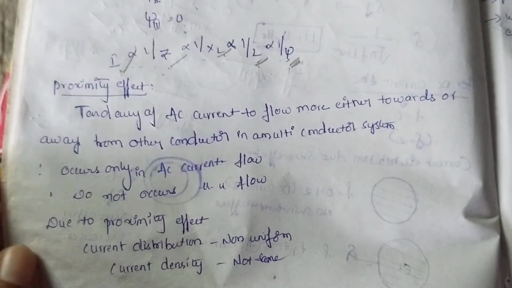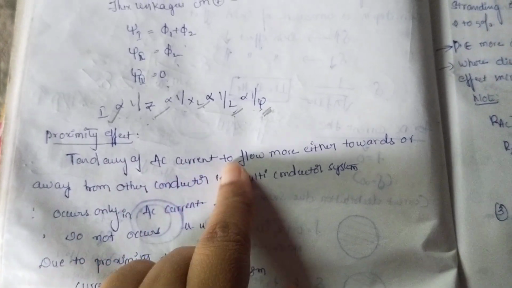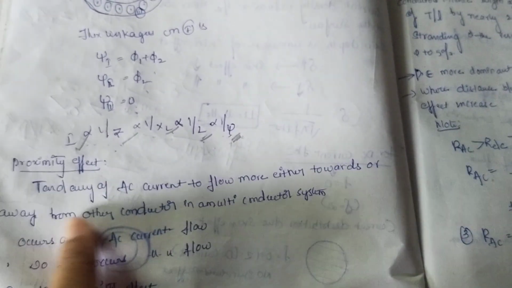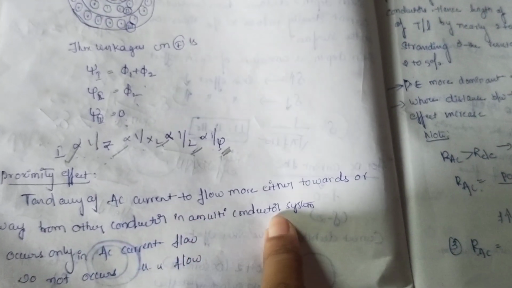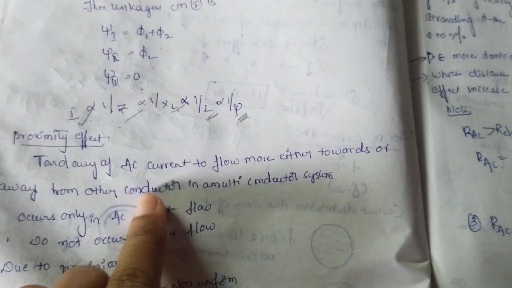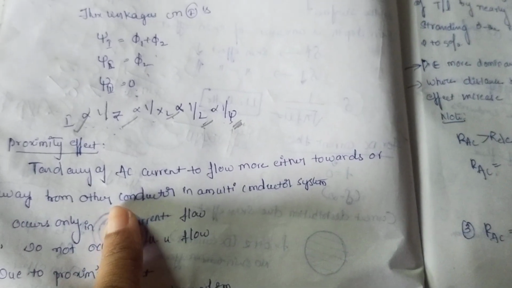Now, proximity effect. Proximity effect is also the tendency of AC current to flow more either towards or away from other conductors in a multi-conductor system. By seeing the sentence we can say that it will not occur in a single solid conductor, because it will have only one conductor.